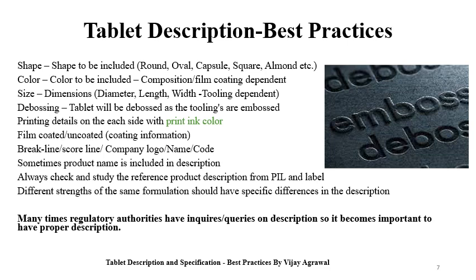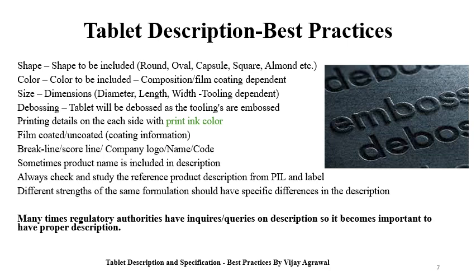Then coating information is to be given, whether the tablet is coated or film coated, uncoated, like this information we have to give. Then very important thing, break line or score line information is to be given, like earlier slides we have studied that. Two break line or bisect or trisect, like this information is to be given. Then sometimes some companies are debossing the tablets with their logo or name of the product or company name. So that information can be given.